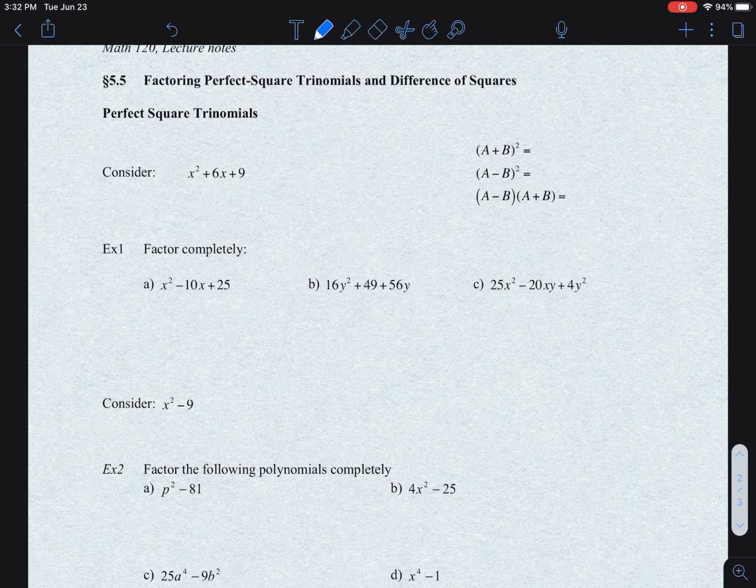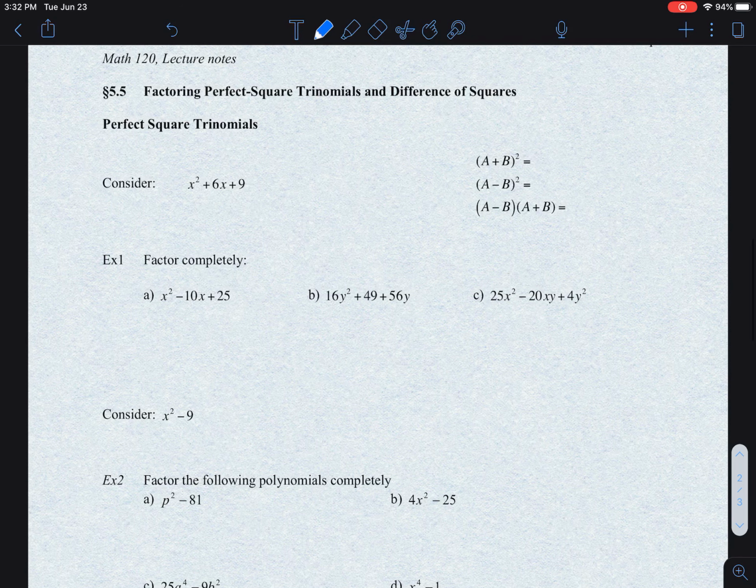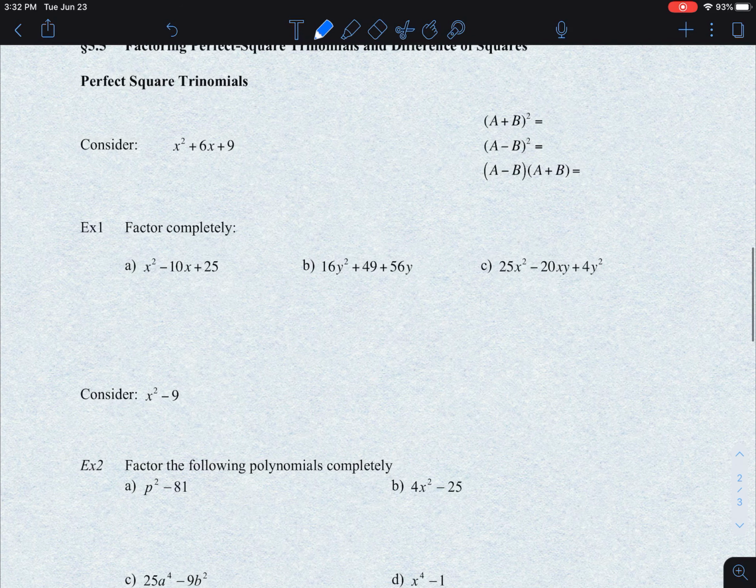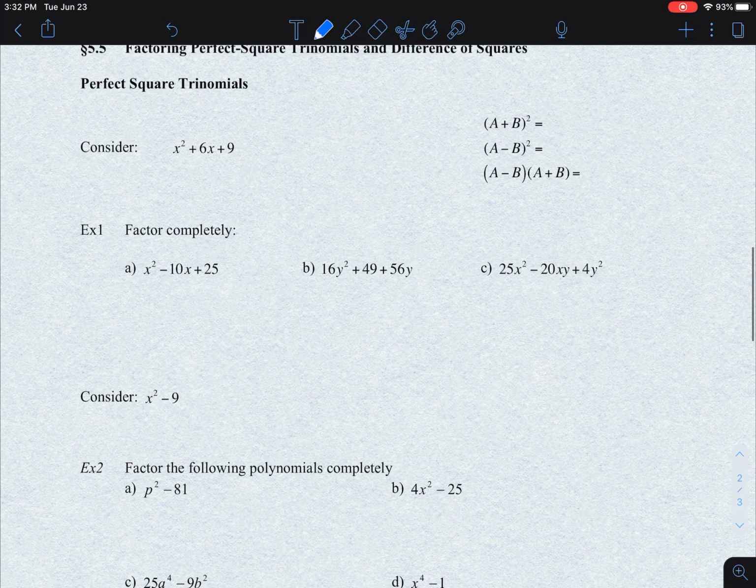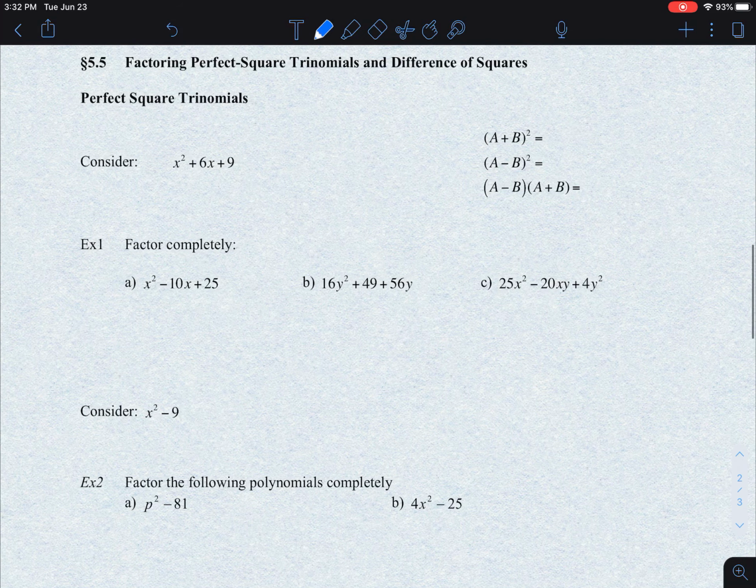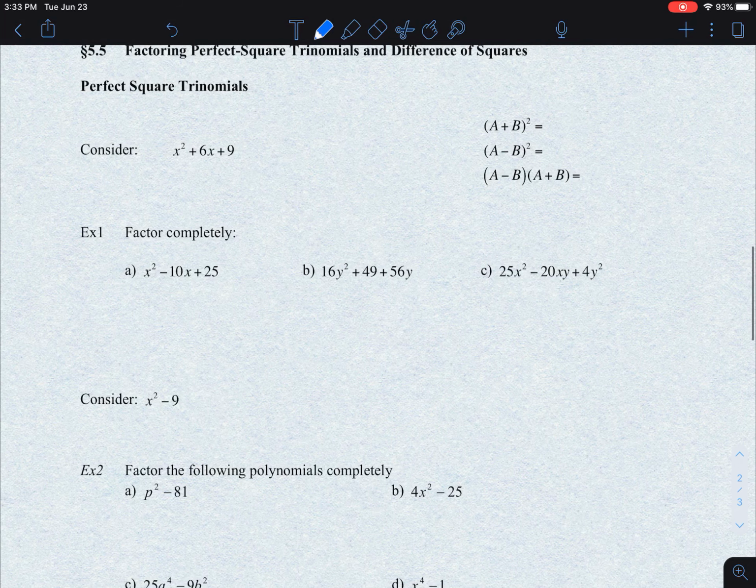Welcome back, guys. In this video, we're going to go over how to factor difference of squares and factor perfect square trinomials. These are special polynomials. The ones that we really want to be able to factor is difference of squares. The perfect square trinomials, we can still factor without knowing the special formula, but let's go ahead and mention it a little bit here.